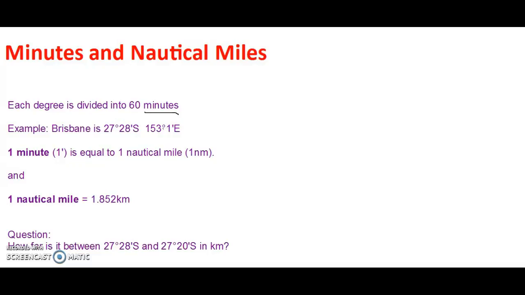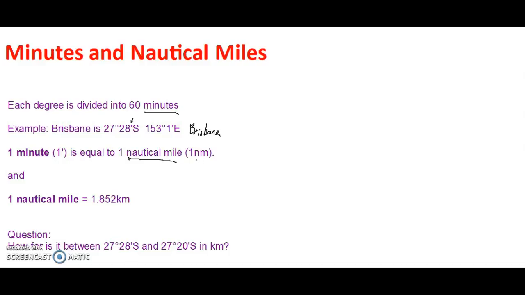An example of a new location that's more accurate is 27 degrees 28 minutes, this dash means minutes, south, and 153 degrees 1 minute east. Okay, that is a more accurate location for Brisbane. Now, 1 minute is equal to 1 nautical mile. That's not a coincidence, they just named the nautical mile as being what 1 minute of longitude is.